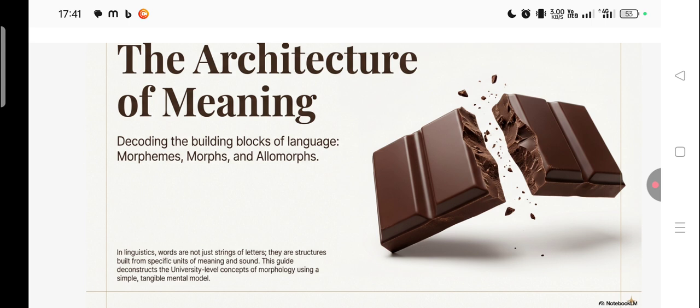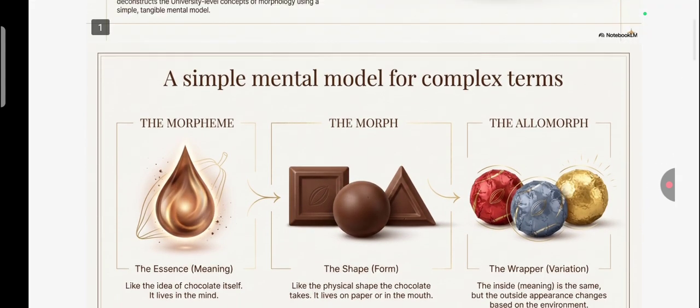Have you ever wondered how words are actually built? We often think of words as single complete units. But in linguistics, words are like small structures made from tiny meaningful parts. Today, we are going to explore three important concepts in morphology, that is, morphemes, morphs, and allomorphs. To understand these concepts easily, let us use a simple chocolate analogy.